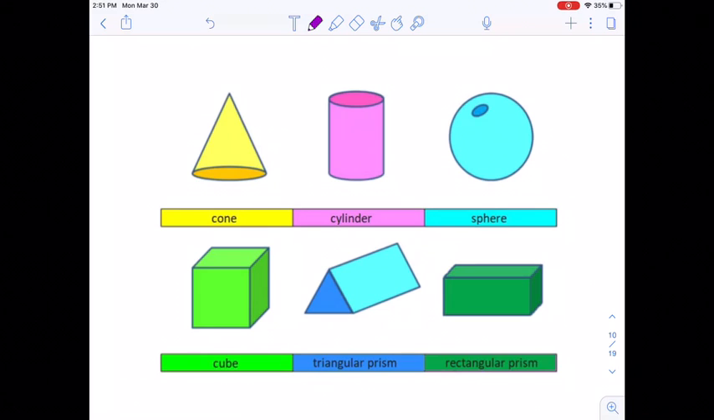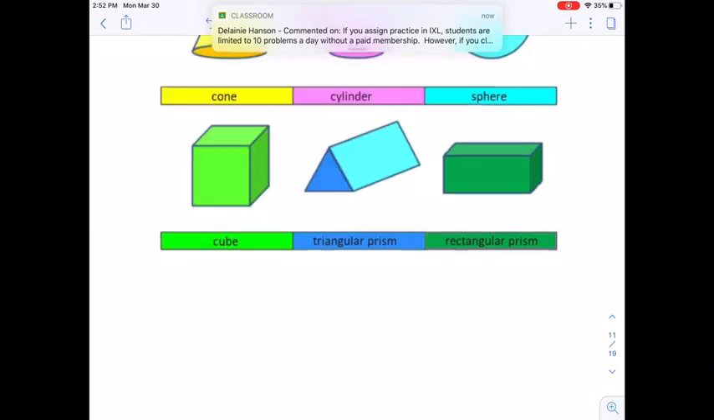So see if you can use these names of our three-dimensional figures when you're talking about different shapes at your house. Well, remember I told you we were going to learn some new vocabulary today, and it has to do with all of these three-dimensional figures. So let's get started.